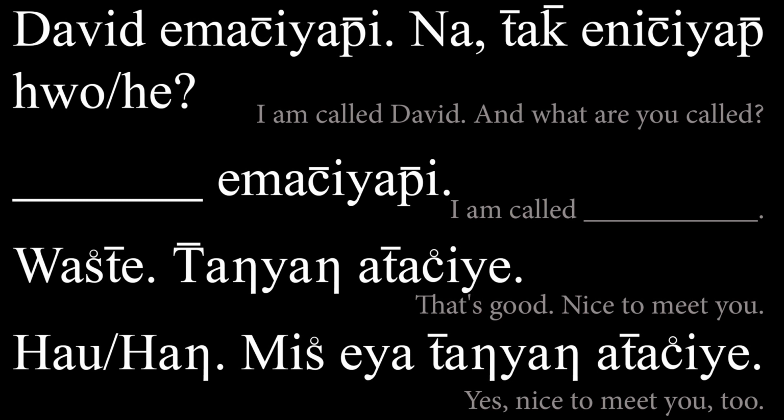This word emachiapi has two things in it. The ma part. Emachiapi. That ma is I. The rest of the word is called or am called. So, David emachiapi.